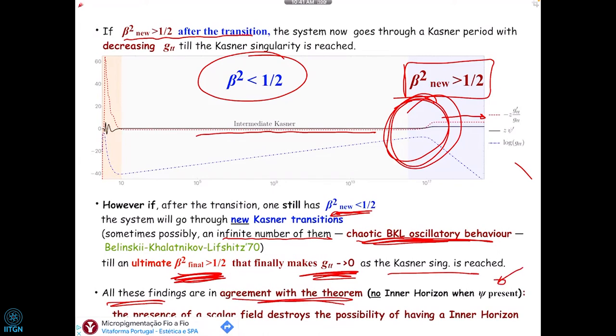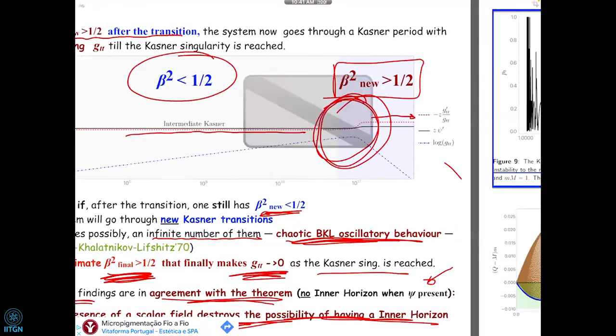No Wheeler horizon. There is no Wheeler horizon when phi is present. So the presence of the scalar field destroys the possibility of having a Wheeler horizon.